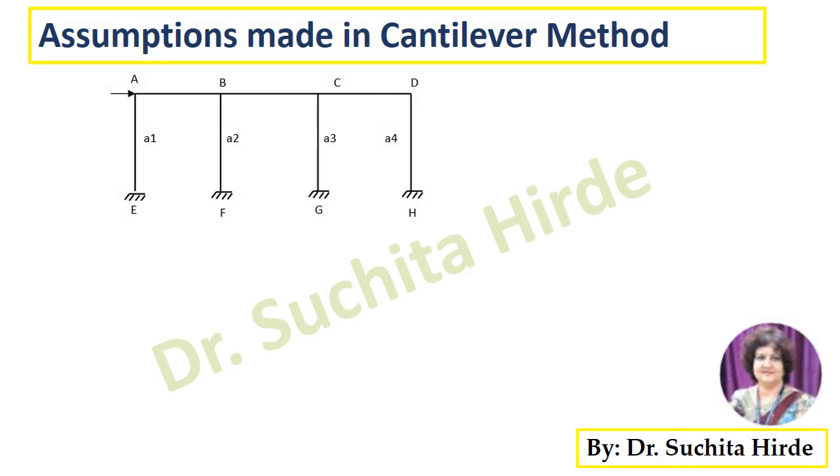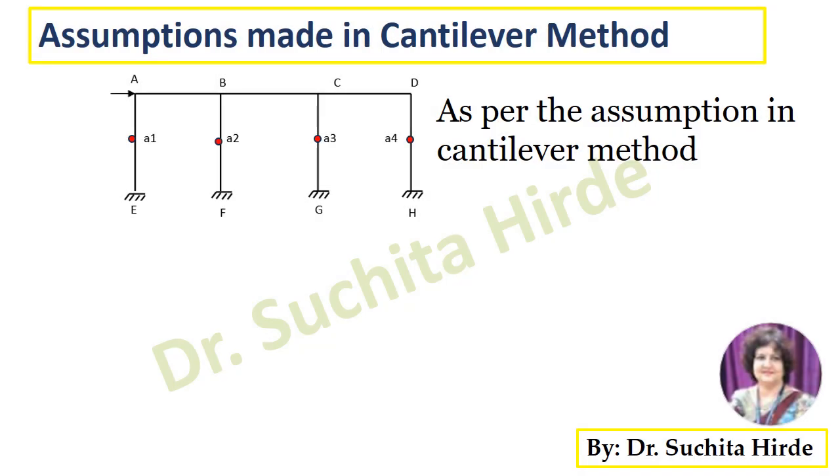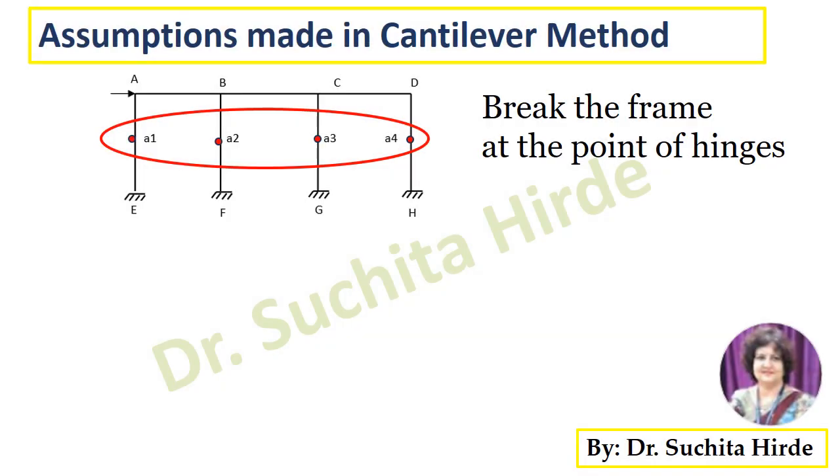To understand the last assumption, let us consider this portal frame having area of column A1, A2, A3 and A4 as shown in the figure. Then consider the hinges at the center of each column as shown in the figure as per the assumption in cantilever method. Then separate the frame at the point of hinges and draw the free body diagram.